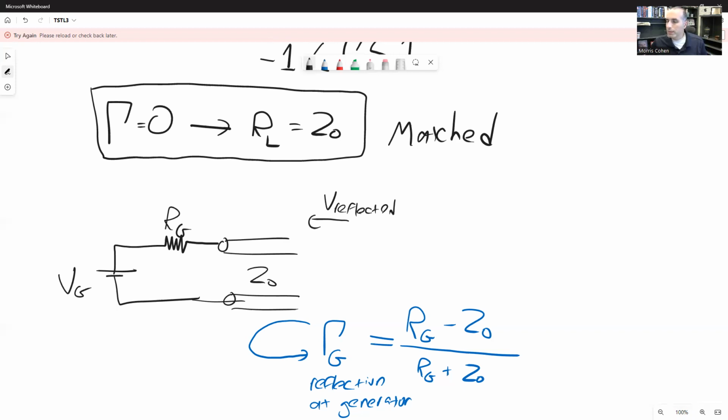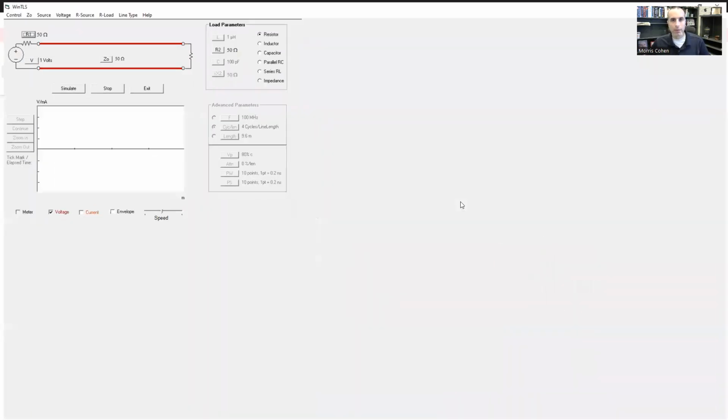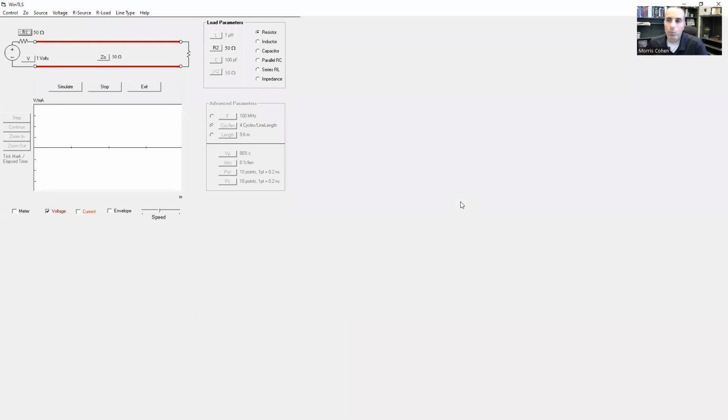So let me try to give you a visual for this. I've got a little simulation software called WinTLS. This is available for you to use as well. You can set it up to simulate different kinds of transmission lines. I'll be using it a bunch of times in the first half of this course.